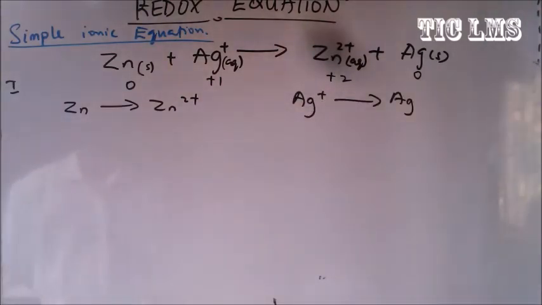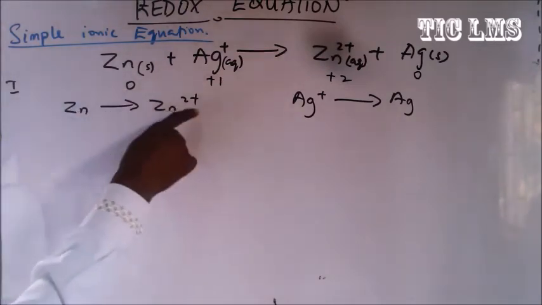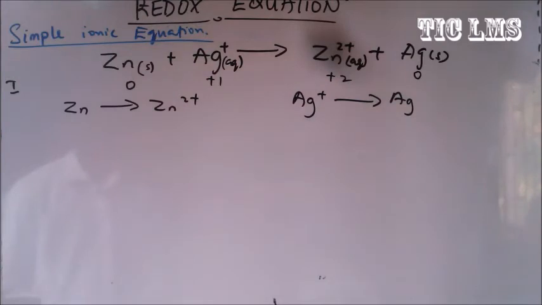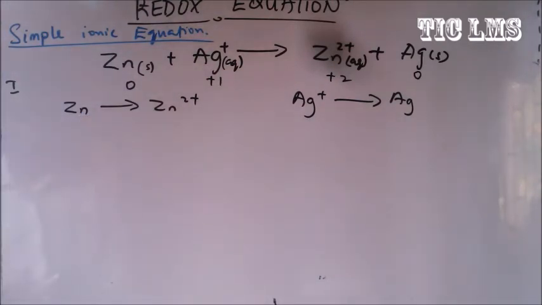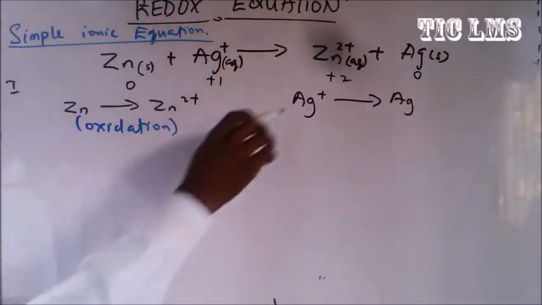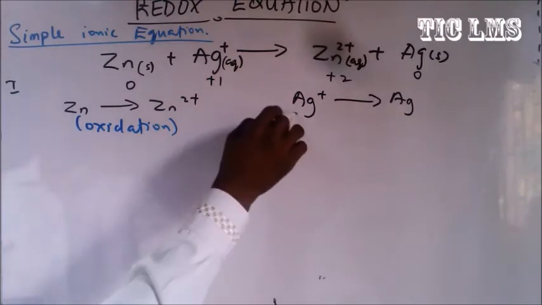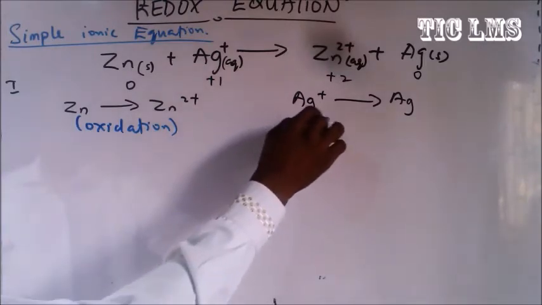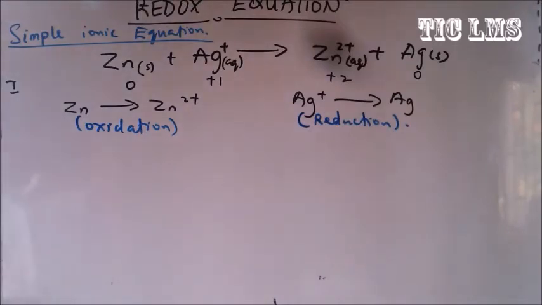Alright, from here, zinc has increased from 0 to 2+, meaning that it has lost 2 electrons. And when you lose electrons, that is called an oxidation reaction. So we have oxidation. And here, silver has gained an electron. It gained 1 electron. So gaining an electron is a reduction reaction. So we have reduction over here.